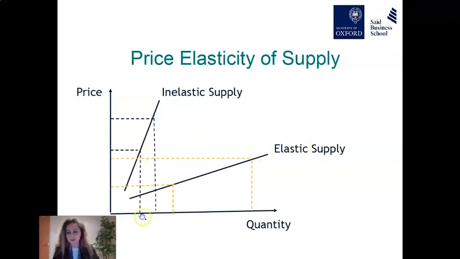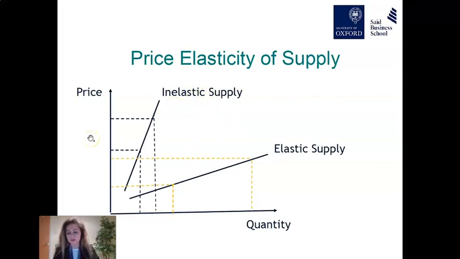I picked the midpoint, mid price point here on the inelastic supply curve. It's just a simple thought experiment. Let me increase the price a little bit, say about 50%. When I increase the price here by about 50%, let's see how much the quantities are responding to it. Just a tiny little bit, right? So therefore, it is an inelastic supply curve.